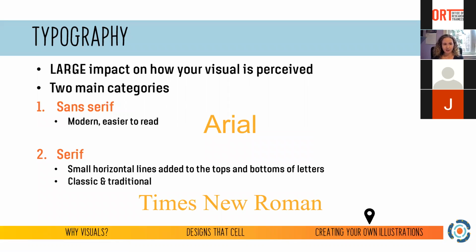Whereas the other category is serif. And serif actually refers to these small horizontal lines which are added to the tops and the bottoms of letters. So this gives a more classic, traditional, and sometimes formal feel. And a key example of this is Times New Roman.